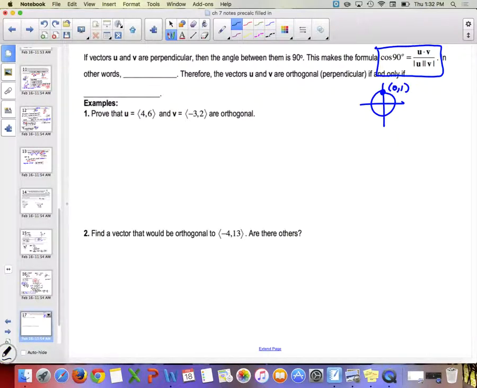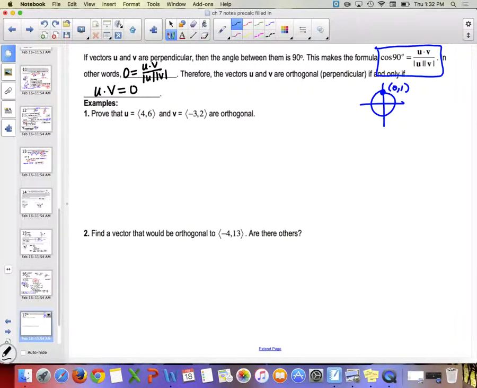So in other words, we have 0 is equal to u dot v all over the magnitude of u, magnitude of v. The magnitudes, as long as they're not the 0 vector, meaning there's no length at all, are not going to be 0. What's going to make this 0 is the numerator. So the vectors u and v are what we call orthogonal or perpendicular, another word for perpendicular, if and only if u dot v is equal to 0.